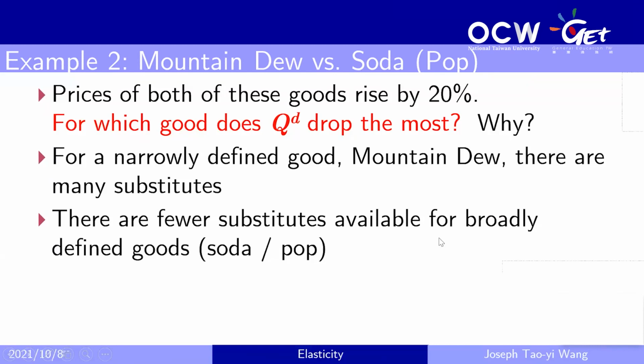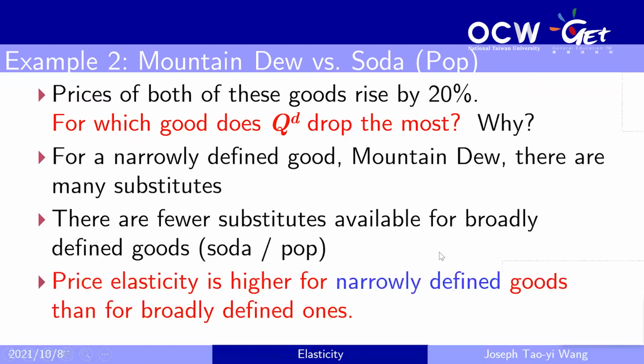That's not easy. So in that sense, price elasticity is higher for narrowly defined goods than for broadly defined goods. So there's this difference here. Because for a narrowly defined good, well, if you don't have that, then you can switch to something else. But if it's a whole category and the whole category is more expensive, then you can't easily switch.